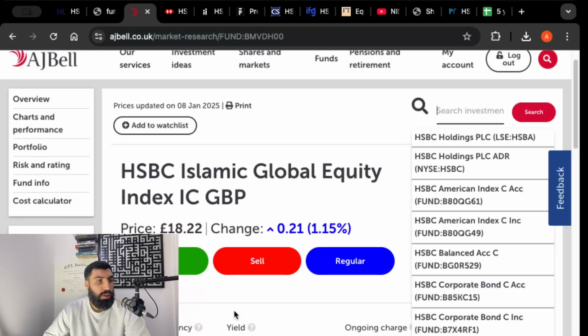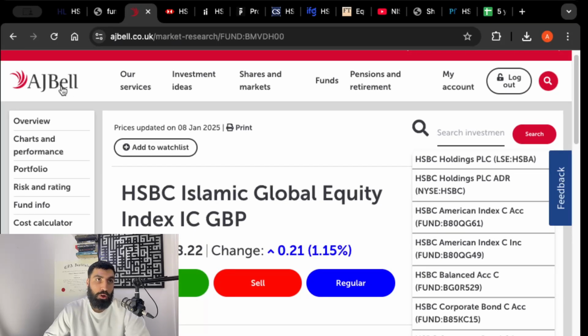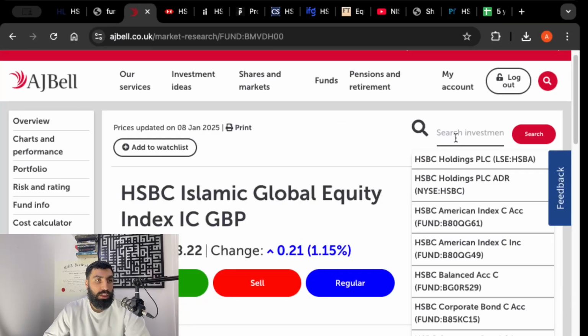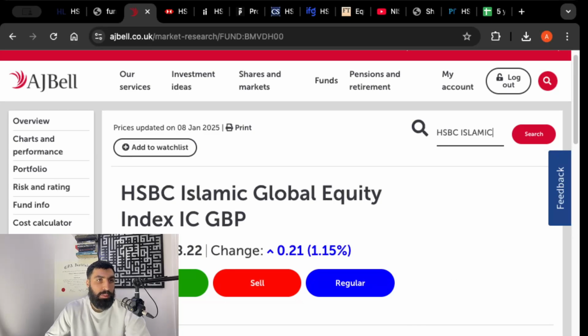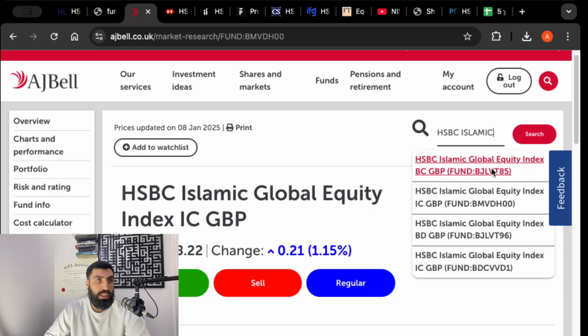So let's try and find this fund on a brokerage account. So this is AJ Bell, which is a brokerage. And let's search for HSBC Islamic. Oh, here we go. You can see I found 1, 2, 3, 4 different HSBC Islamic Global Equity Index funds.